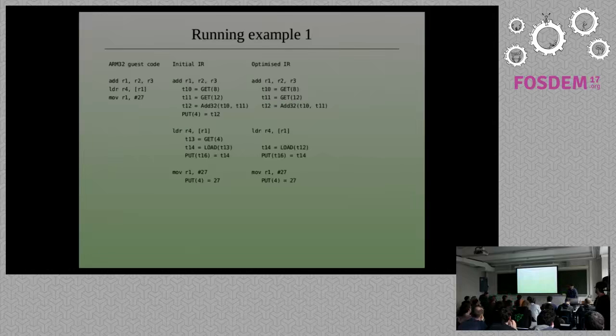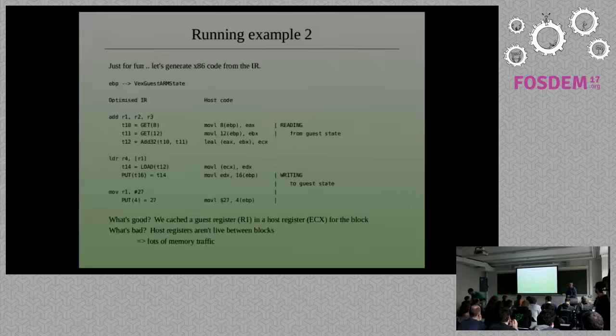And just for the hell of it, I'm going to show generating x86 code from the IR, even though we put ARM in the pipeline to start with. So Valgrind never actually operates in a cross-architecture mode, but it was designed so that, at least originally, you could do that if you really wanted to. So we decided that we're going to have the EBP register pointing at the guest state here.